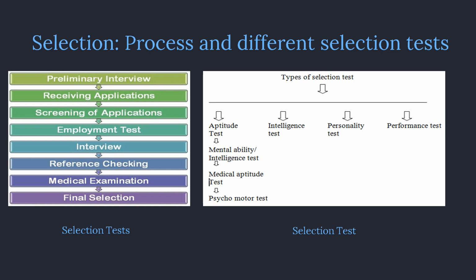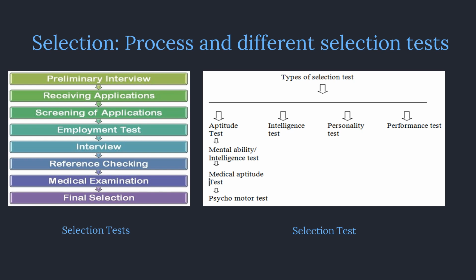Again, the selection will depend majorly on the type of organization, the type of profile, and the number of people who have applied for a position. Receiving applications is the second step, then the screening of applications. At every step of selection, you find screening out. Like the employment test, people will be screened out. Then there is the interview, where again people will be screened out. Reference checking is done, then the medical examination, and the final selection.